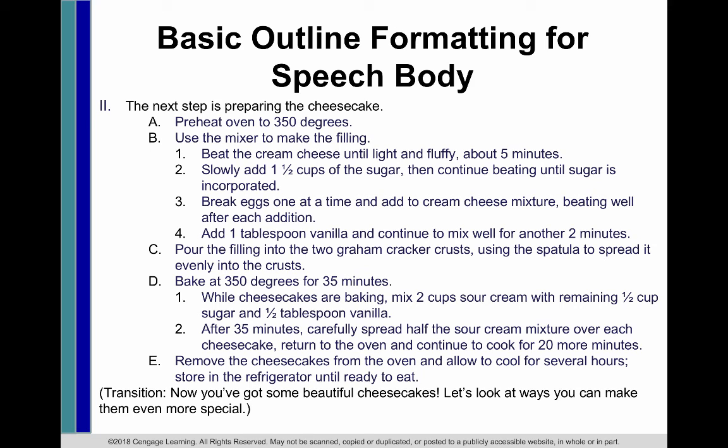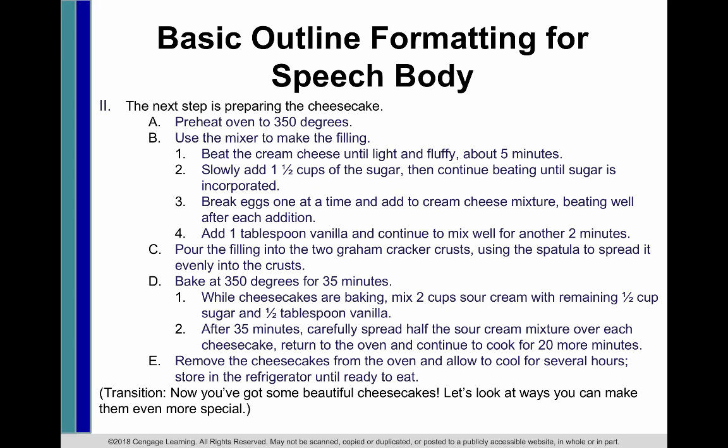Subpoint C discusses pouring the filling into the crust. Subpoint D has to do with baking, and there are 2 sub-subpoints about that part of the process. And finally, subpoint E, about taking the cheesecake out and cooling it. As you can see, some of the subpoints needed to be broken down further, others did not. Then I need to transition into the final main point, which is right there.